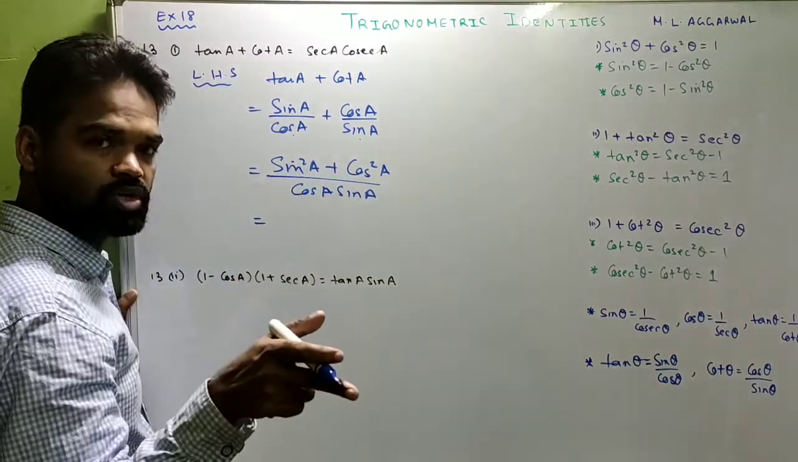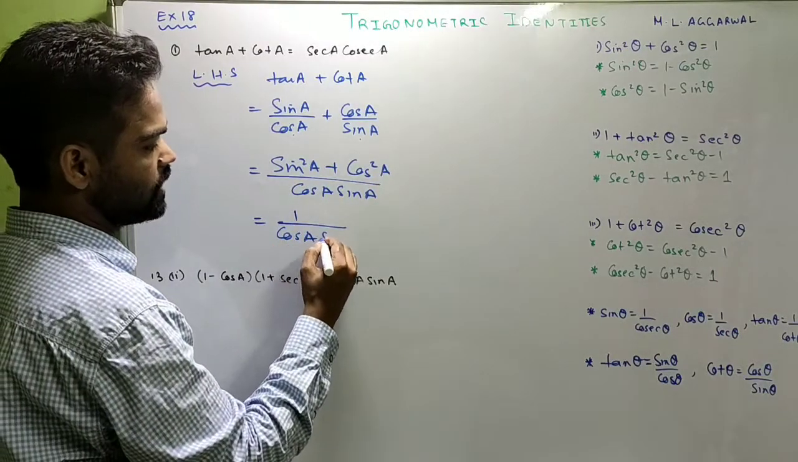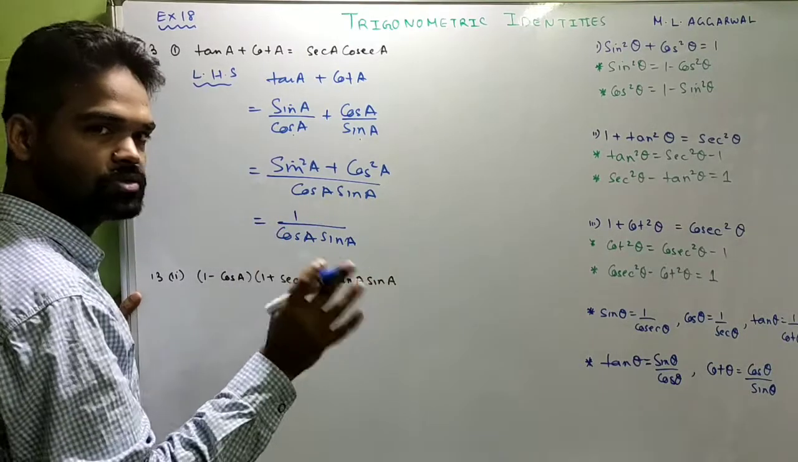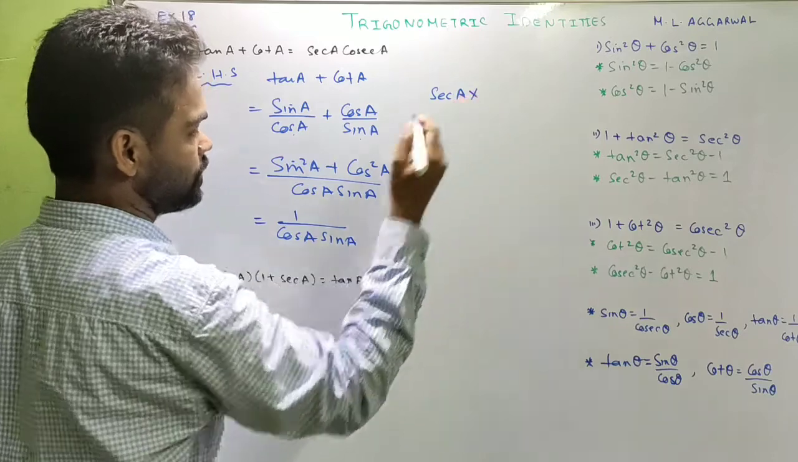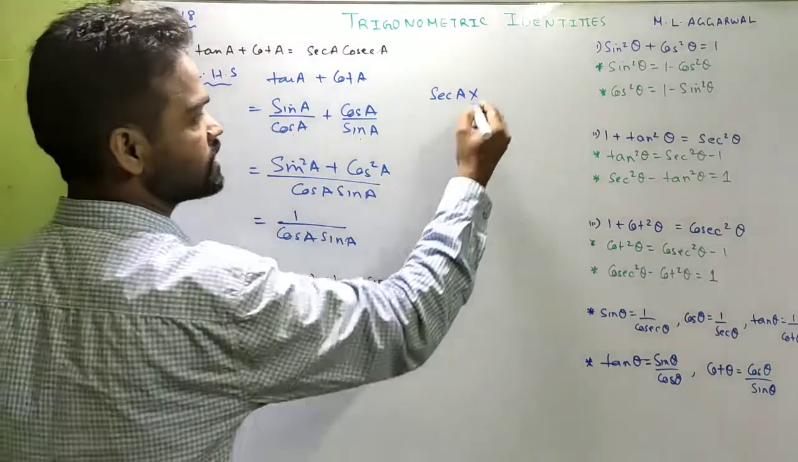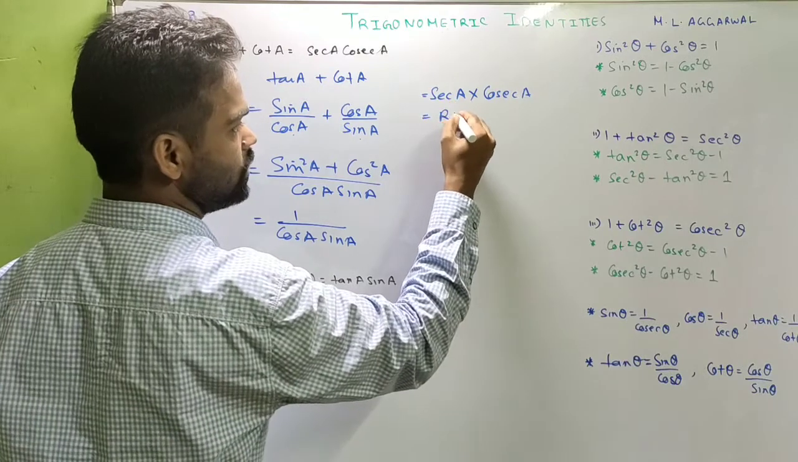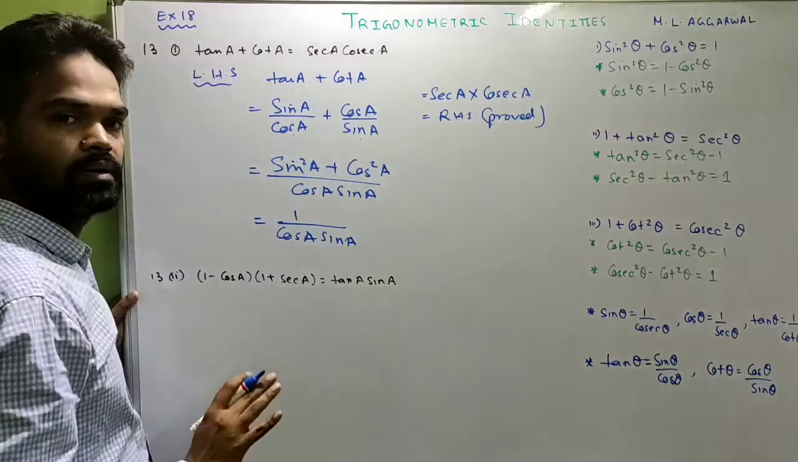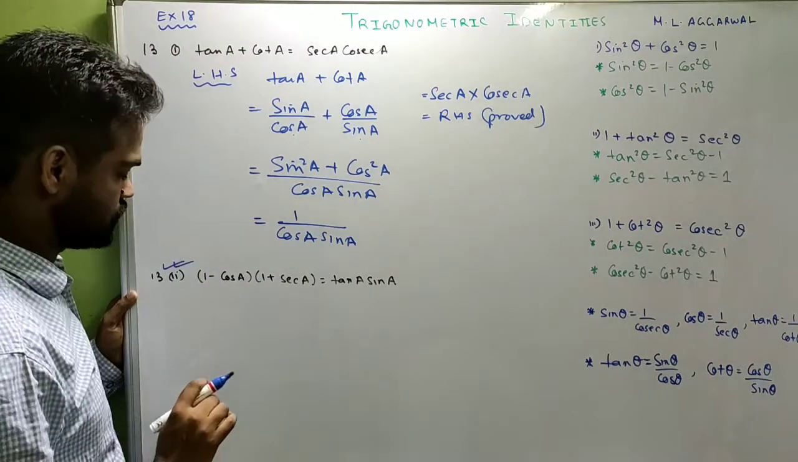Sine square A plus cos square A, that's 1 by cos A and sine A. Now 1 by cos A is nothing but sec A because cos and sec are reciprocal. So sec A multiplied by, and 1 by sine is nothing but cosec. Done. And that is equal to RHS. Proved or verified. Done. Now let us look at 13 part 2.